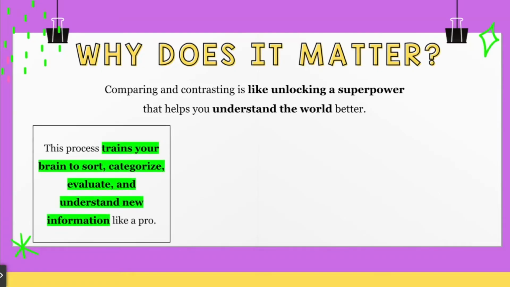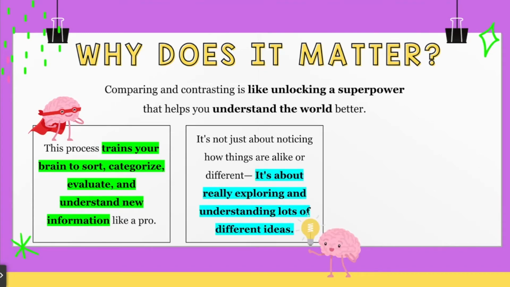So, doing this, it trains your brain to sort, categorize, evaluate, and understand new information like a professional. So you're basically being a grown up here when we're comparing and contrasting, and your brain's getting a little bit smarter. So it's not just about noticing how things are alike or different. It's about really exploring and understanding lots of different ideas. So we're figuring out how they're alike and different and what that means to us as a person.